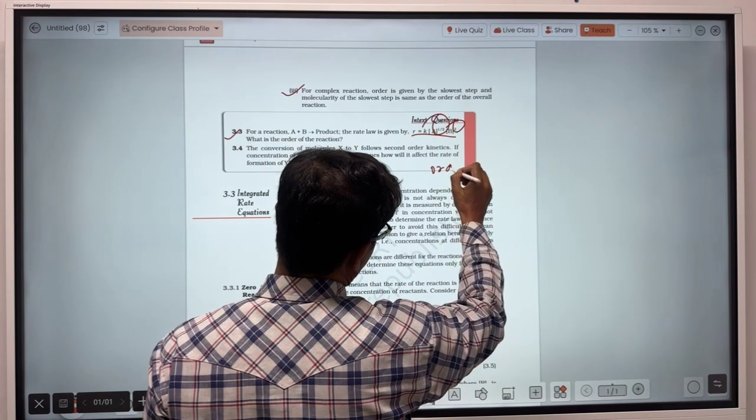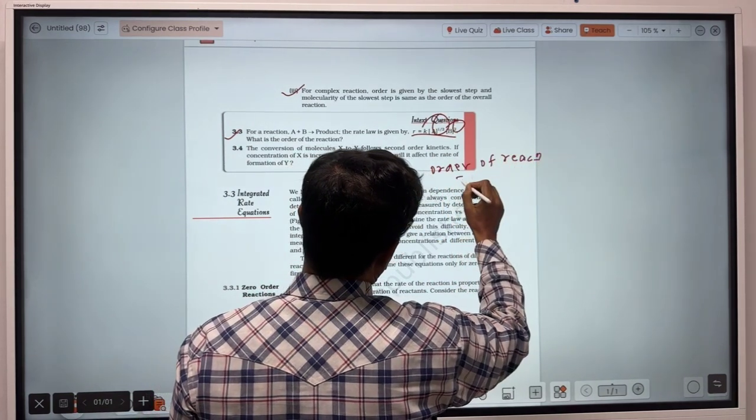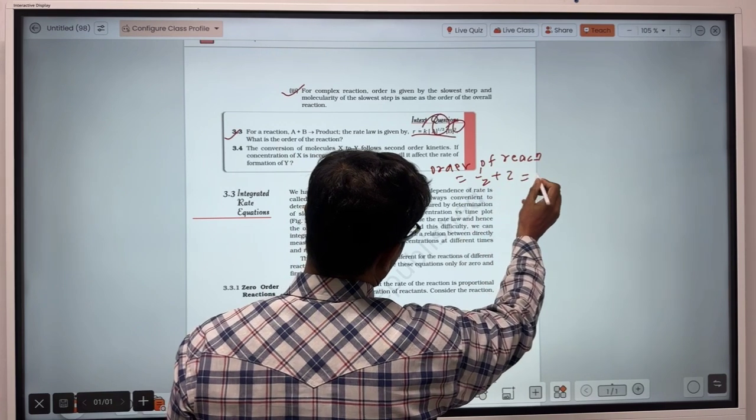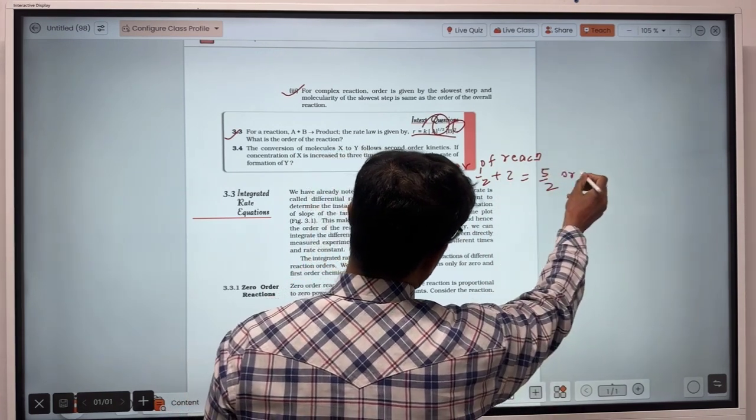So the order of reaction here will be equal to 1/2 plus 2, which is 5/2, or 2.5.